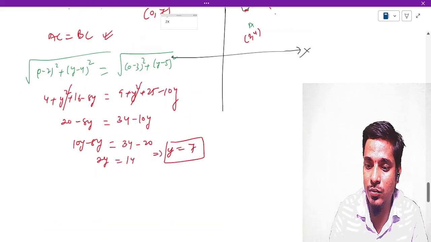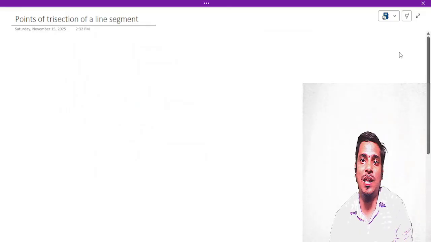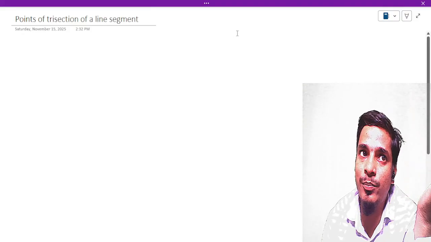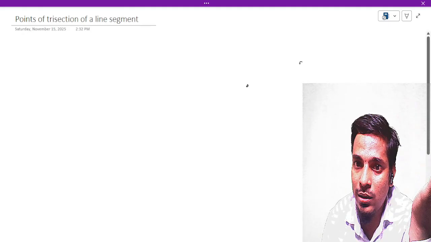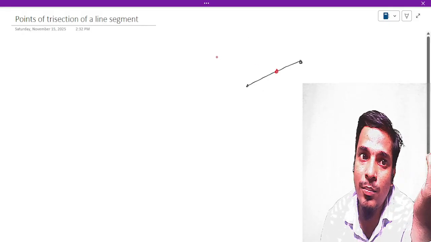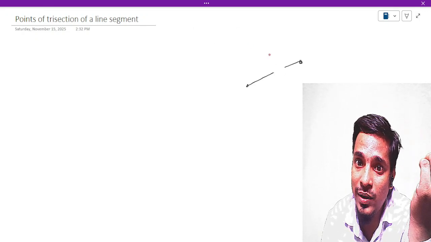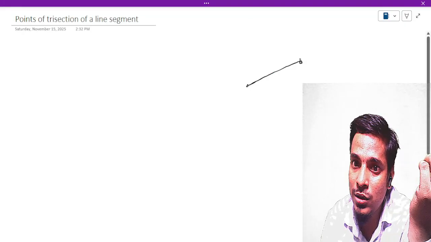Now let's move to the points of trisection of a line segment. So what is a point of trisection? We have discussed the midpoint, meaning a point on the line segment which will divide it into two equal parts, right? But now points of trisection means we need to look for the points between the two given points which will divide this line segment into three equal parts.